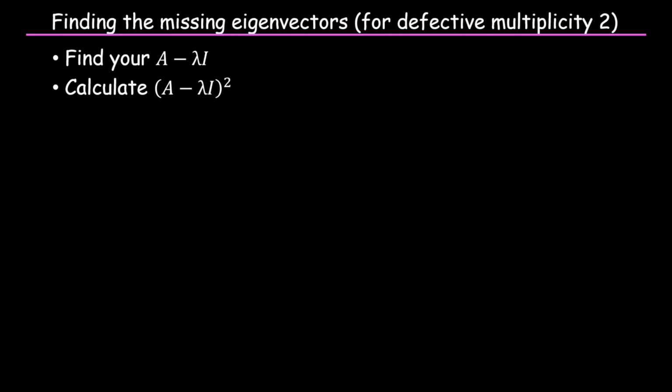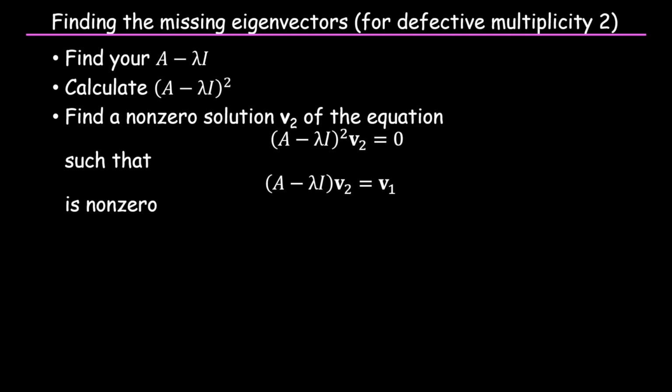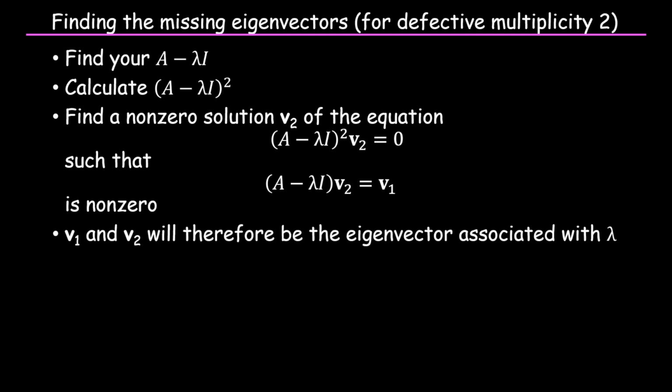Now you have to find a non-zero solution that we will call v2. This will be our column vector, such that (A minus lambda I) squared times that vector is equal to 0. But if you use that same column vector and multiply it by A minus lambda I, it does not give you a zero column vector. That non-zero vector v1 will also be an eigenvector. And so your v1 and v2 that you find will be your eigenvectors associated with lambda.